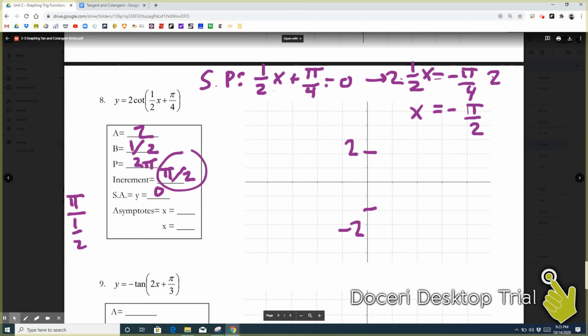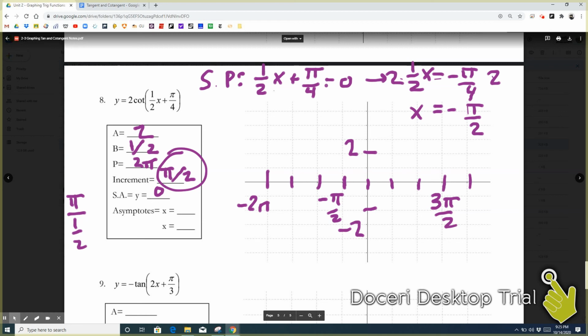Now, luckily, our increment has the same exact denominator, so we don't have to get a common denominator. So we're going to mark off negative pi over 2, and then every pi over 2 is going to be another increment. So 0, pi over 2, 2 pi over 2, 3 pi over 2, 4 pi over 2. If we go in the other direction, negative 2 pi over 2, negative 3 pi over 2, negative 4 pi over 2, which is negative 2 pi. All right, so every tick mark on my x-axis has a distance of pi over 2 units between them.